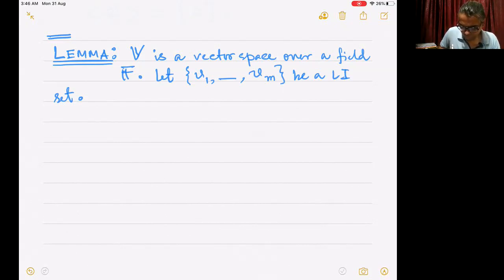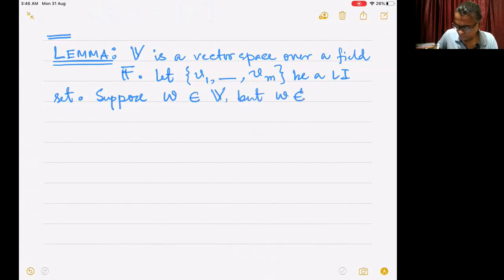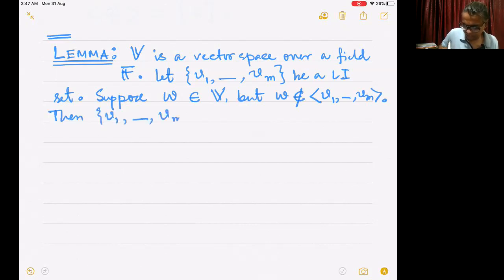Now, suppose w is a vector in V, but w does not belong to the span of v1 up to vm. You understand, no? w is some vector which is in V, but it's not in the span, it's outside the span. Then the surprising fact is that if I adjoin this new vector to my already existing linearly independent set, then this new set is also linearly independent.